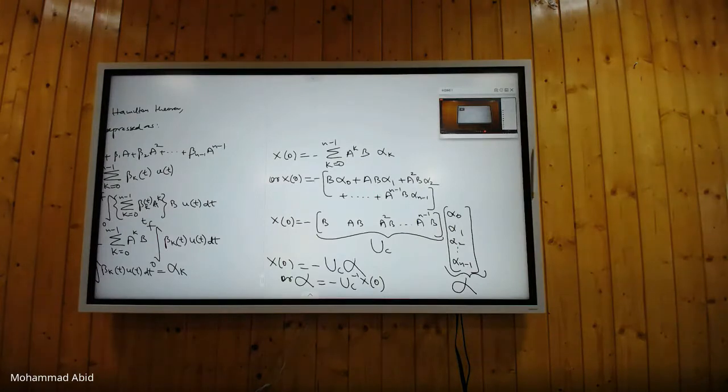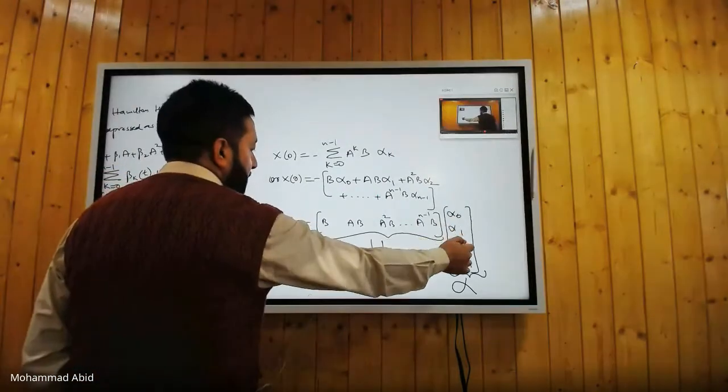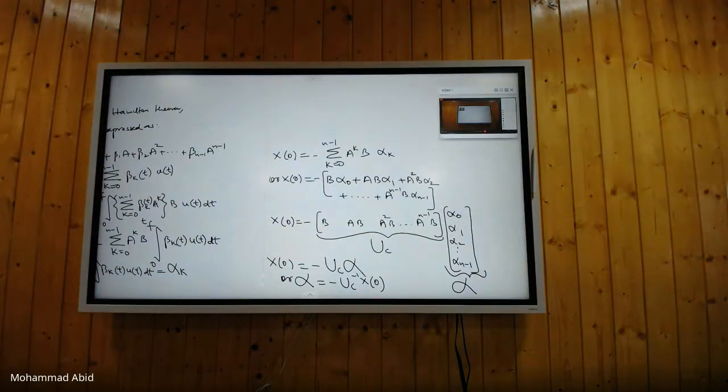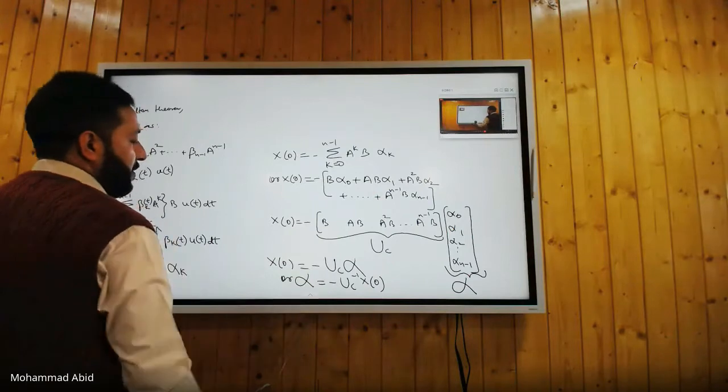Isn't it? Or in other words, we can say if UC has rank equal to n, if it's a full rank matrix, then only this alpha can be evaluated, which we had assumed here, subject to the condition that U actually exists. Because if this U exists, then only I can calculate alpha. Now this equation actually gives me the condition for evaluating alpha.